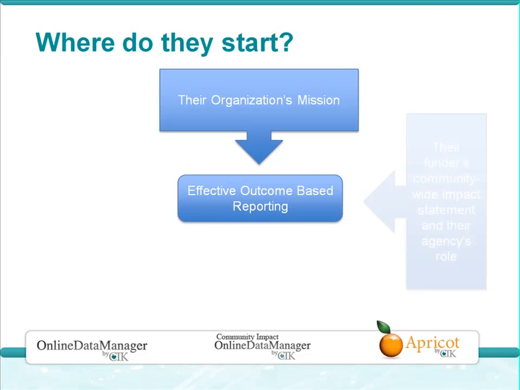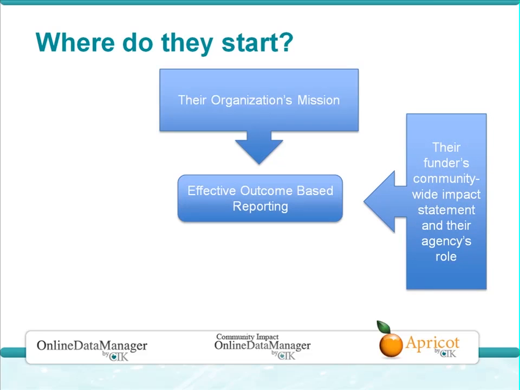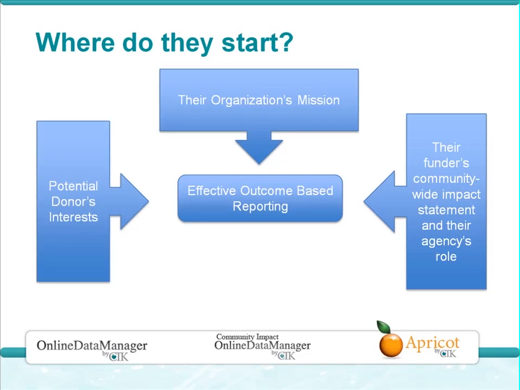Because the second question is then, relative to their funders' community-wide impact statement, what role can their agency play? Is there an alignment to their mission and alignment to their expertise around what the funder is trying to provide? Do those two align correctly? The third part then is, are there other potential donors or funders that would help support this same effort?